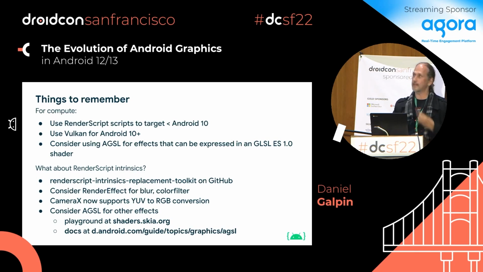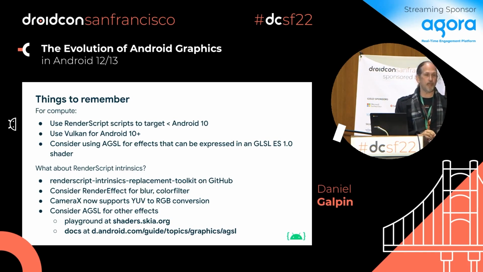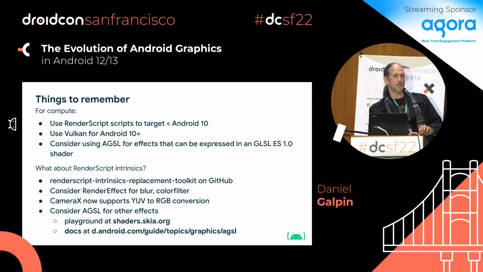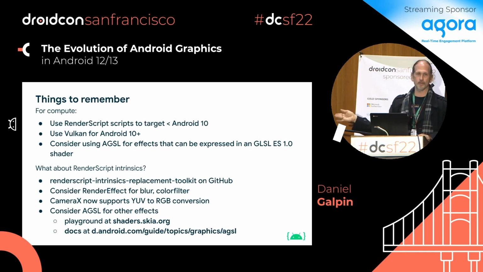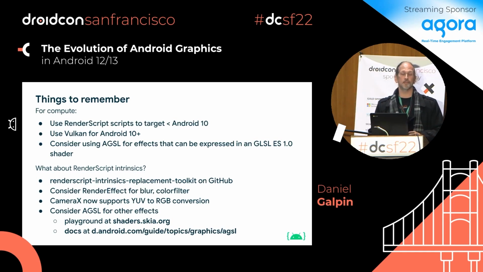And of course, for YUV to RGB, let me step back a minute, the most used intrinsic is blur. The second most used intrinsic that we've seen is YUV to RGB. CameraX now does that for you. The main reason you would use YUV to RGB conversion is because you were trying to get a preview from the camera, because the preview only comes in YUV. We now do that in CameraX in a reasonably speedy way, so you don't need to use this for that either.